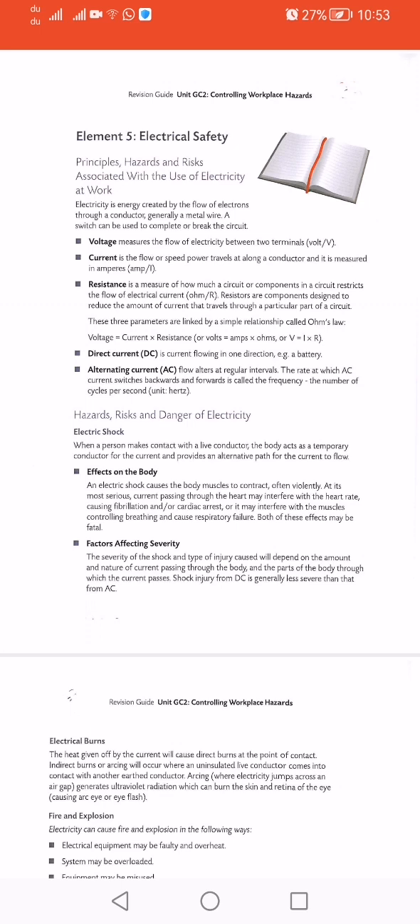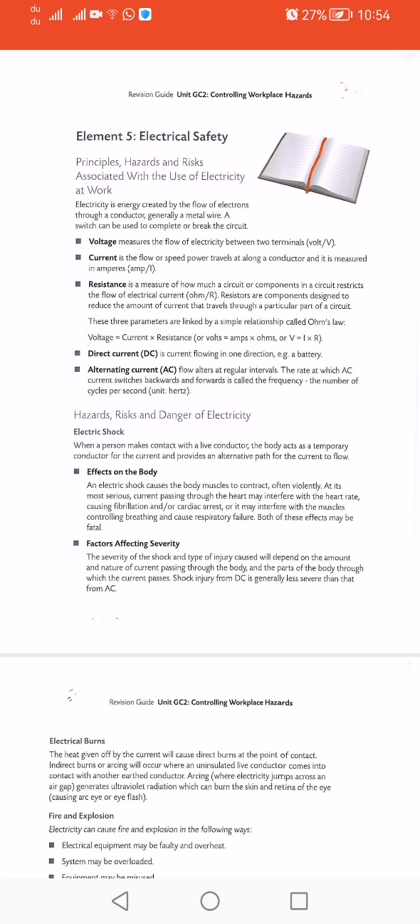So I've explained what is voltage, current, resistance, direct current, and also alternating current, which is called AC. What are the hazards, the risks, and the dangers of electricity? The danger involved is electrical shock. What is electrical shock? It is when a person makes contact with a live conductor. The body acts as a temporary conductor for the current, and it provides an alternative path for the current to flow, right? So whenever someone touches a current, your body can serve as a conductor, and it will shock you, right?